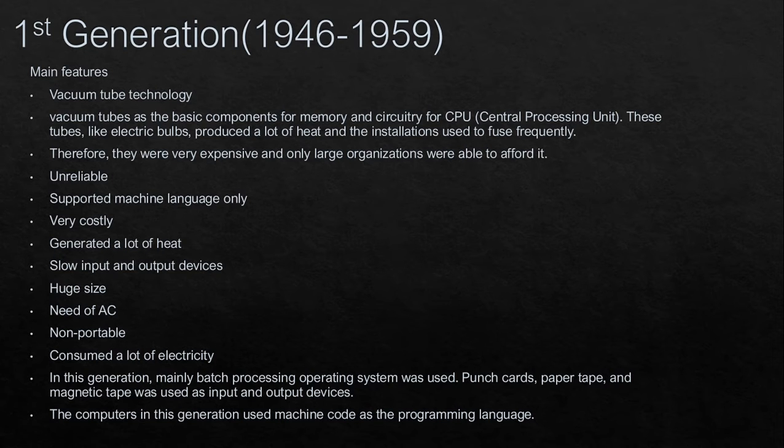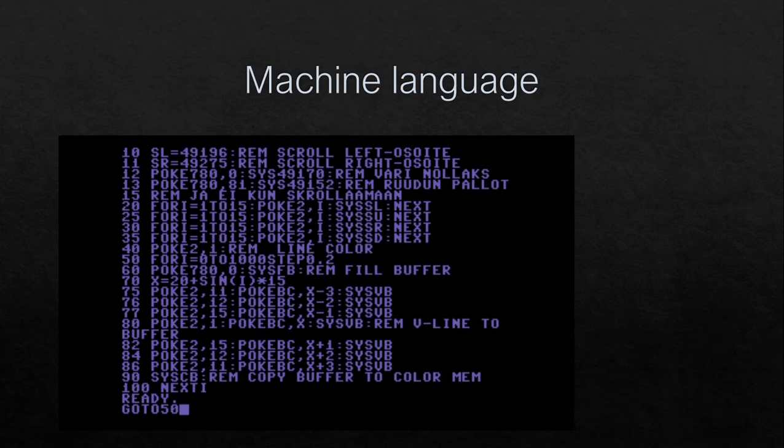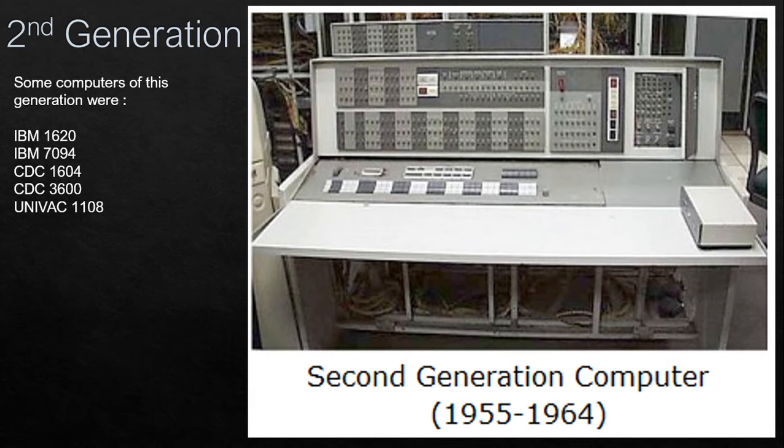So the drawbacks are it needs AC, huge in size, it supports only machine language, it is very costly, it consumes lot of electricity and it produces lot of heat. Let's see. Then second generation computers came. The time period of second generation computer is 1955 to 1964. This is how the second generation computer looks like.